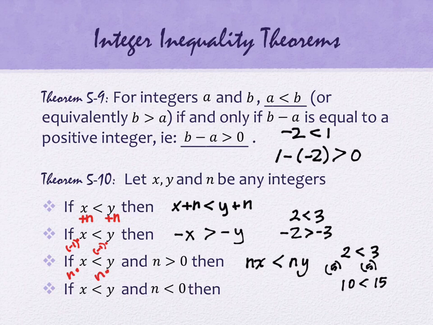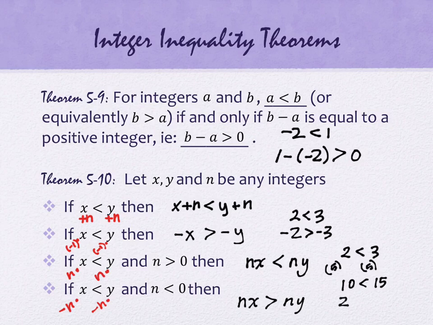And then the last one says, okie dokie, but what happens if you multiply by a negative? Not just negative 1, we already did that, but any negative. And the reality is that any negative would do exactly what negative 1 does. So if I multiply by negative n, what does the direction of the inequality do? It switches.